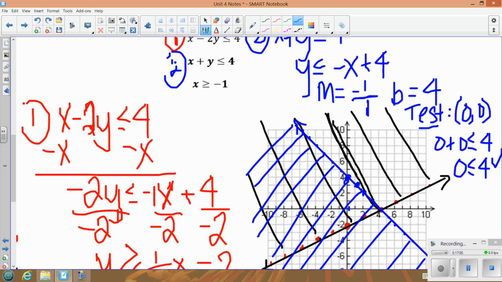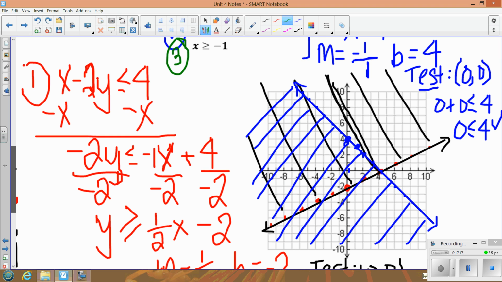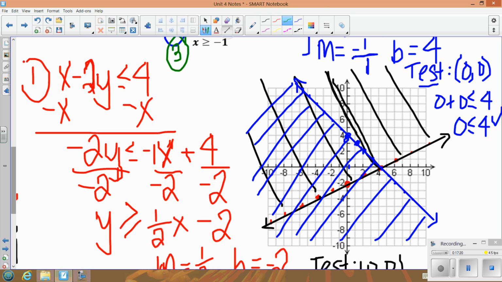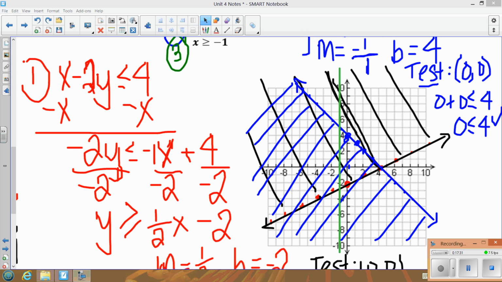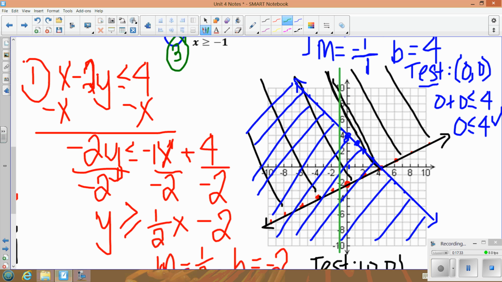And then one last one to graph here. So I'm going to go to my third, which is x is greater than or equal to negative 1. So this is going to be a vertical line going through negative 1. So let's go ahead and draw that vertical line going through x equals negative 1. So every point on this line, x equals negative 1. Let me change the color. And then we'll get our arrows on there.